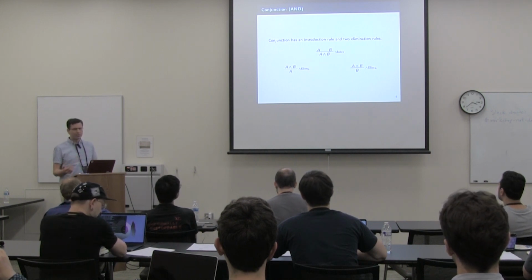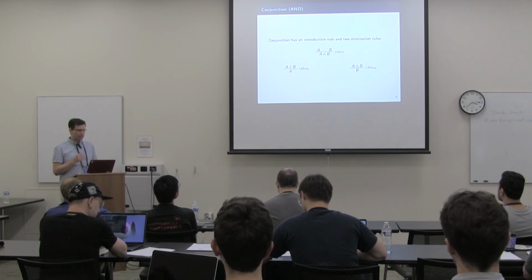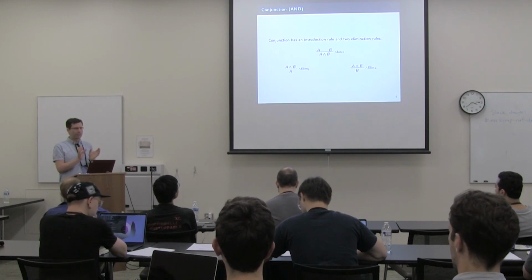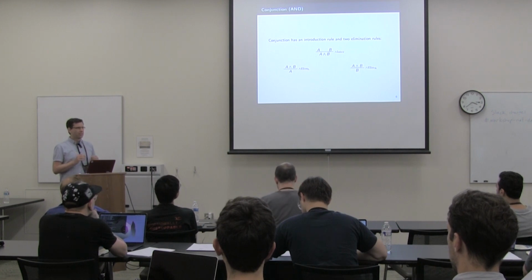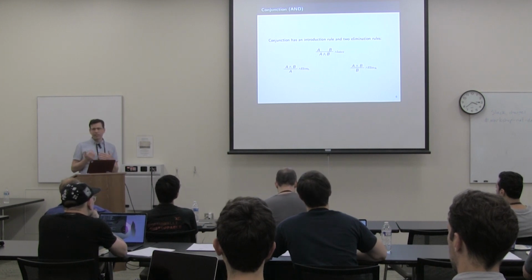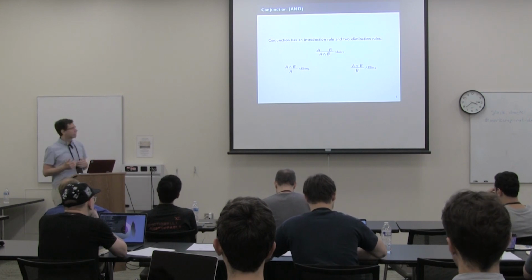There are also two elimination rules. If you have a formula composed of two formulas with a conjunction, A and B, you can then extract from that a proof of A, or you can extract a proof of B.